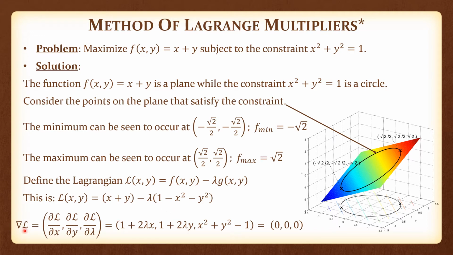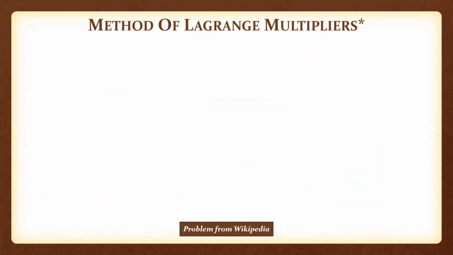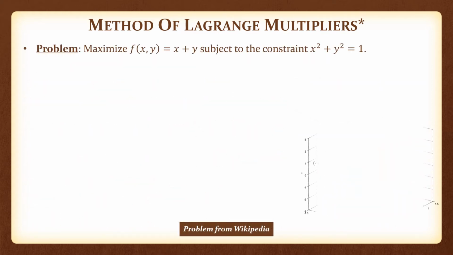So then we calculate the gradient of the Lagrangian function. We differentiate with respect to x, keeping y constant. This will give you 1 plus 2 lambda x. Similarly, you will get 1 plus 2 lambda y, and then when you differentiate with respect to lambda, you will get x squared plus y squared minus 1. All these will be set equal to 0. This problem, by the way, is from Wikipedia.